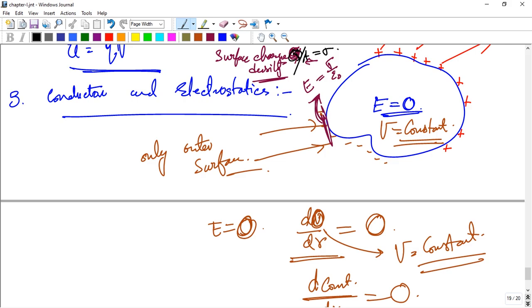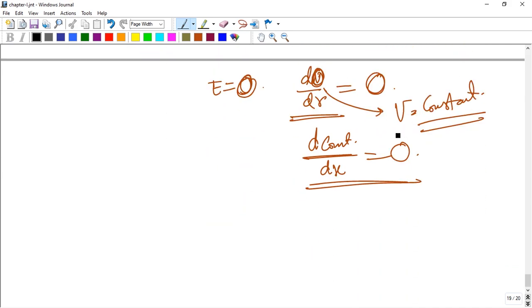Now point number 5, electrostatic shielding. What is electrostatic shielding? That's very important. You may get a 1-mark or 2-mark question, or suppose a D8 question. What is electrostatic shielding? The field inside a cavity within a conductor is zero. We know that the electric field inside a conductor is zero, and it protects anything inside from the external field. That's called electrostatic shielding.